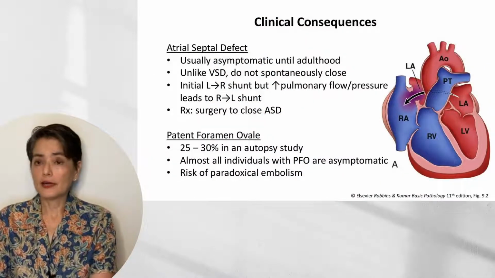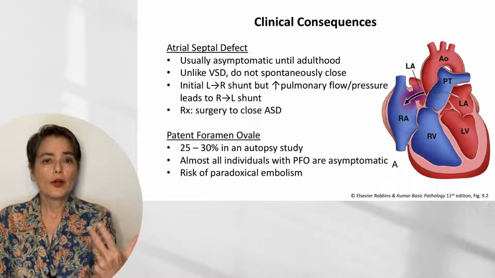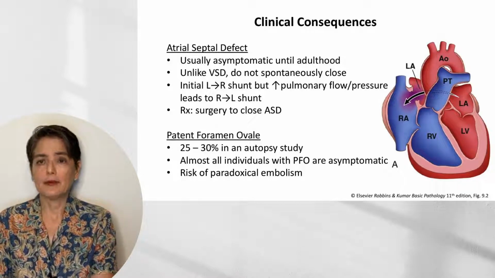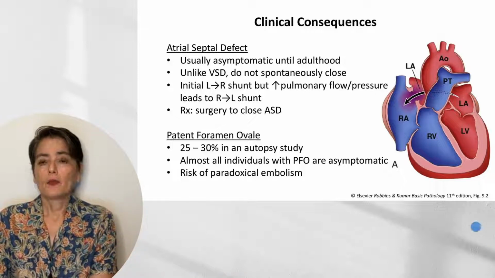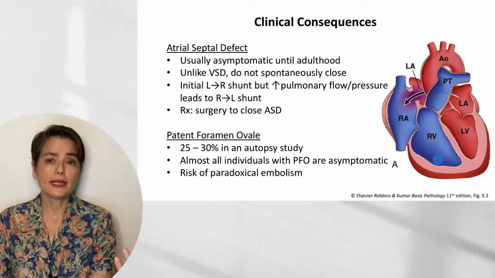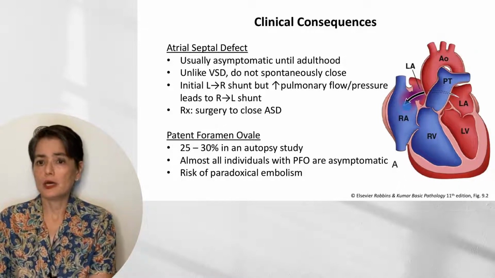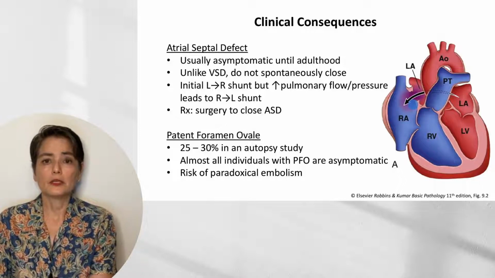So what are the clinical consequences of atrial septal defects and patent foramen ovales? So atrial septal defect is usually asymptomatic and may not be diagnosed until adulthood. We'll talk about ventricular septal defects in a moment. Those tend to spontaneously close. ASDs do not. And so that's why we tend to diagnose them in adults.